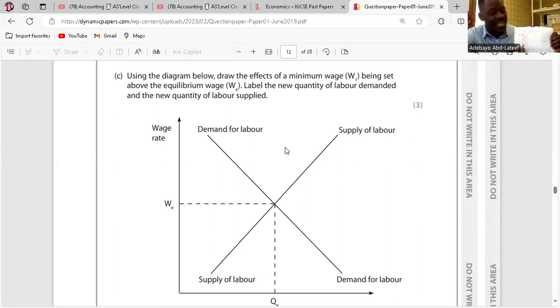Why is it so? Here, firms will not be able to increase the number of workers because it will represent a high cost of wages, which means a high cost of production, reducing their profits. So it will fall because the price is now above the equilibrium price. Above it means more supply of labor, less demand for labor. Do you get it? So this is the representation. Clear? Any question about that? Okay, we'll move on.